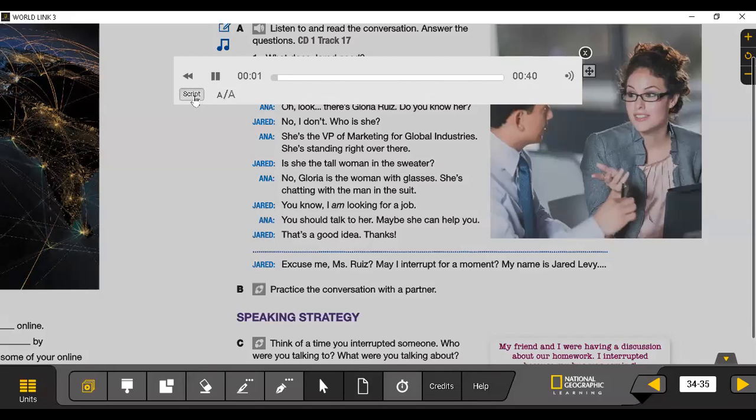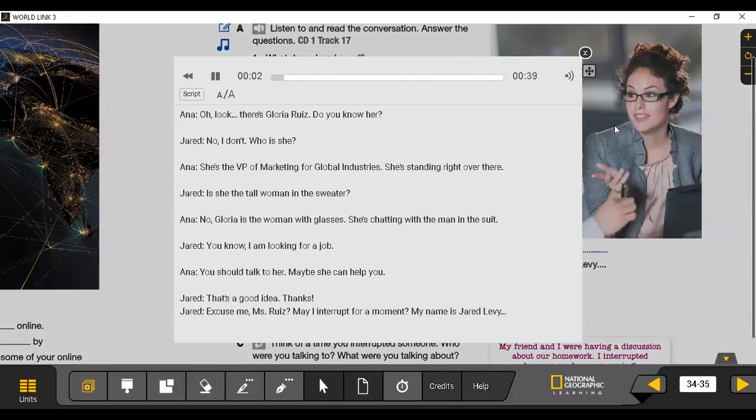Oh, look! There's Gloria Ruiz. Do you know her? No, I don't. Who is she? She's the VP of Marketing for Global Industries. She's standing right over there. Is she the tall woman in the sweater? No, Gloria is the woman with glasses. She's chatting with the man in the suit. You know, I am looking for a job. You should talk to her. Maybe she can help you. That's a good idea. Thanks. Excuse me, Ms. Ruiz? May I interrupt for a moment? My name is Jared Levy.